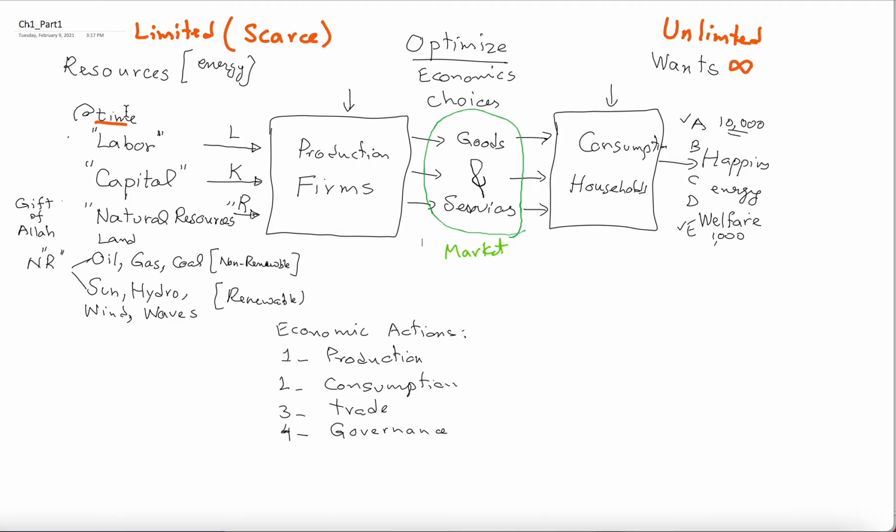We have limited resources, remember, land, labor, capital, and we have producers, we have consumers, and we get our happiness at the end. And we have markets in between. So it's a linear flow. This is called the linear flow of the economy, from the resources to the welfare, or to the happiness of the society, or to the development of the economy.